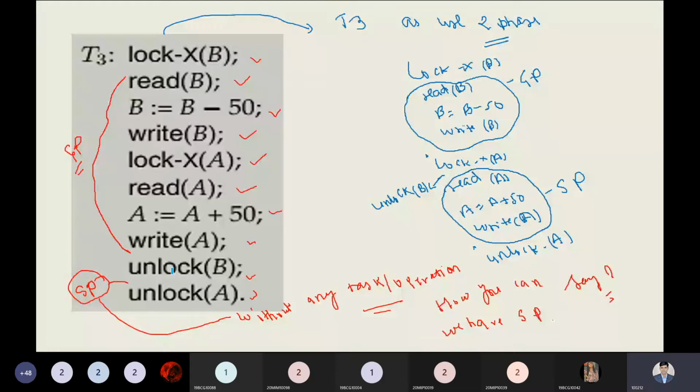Can anyone tell me? Because we are closing all the operations now, that's why this is called the shrinking phase.